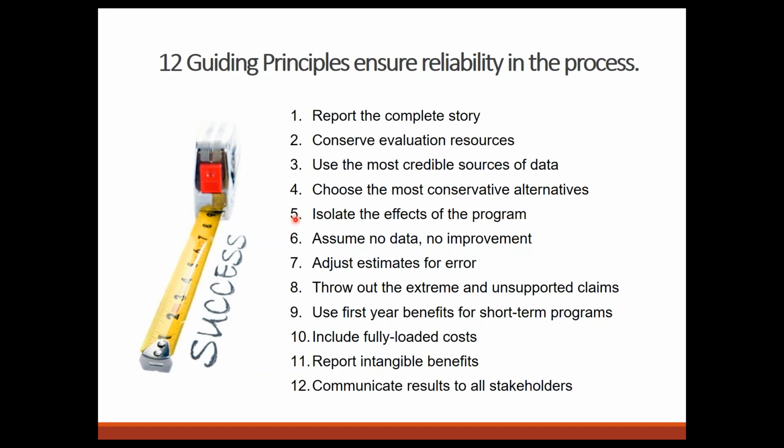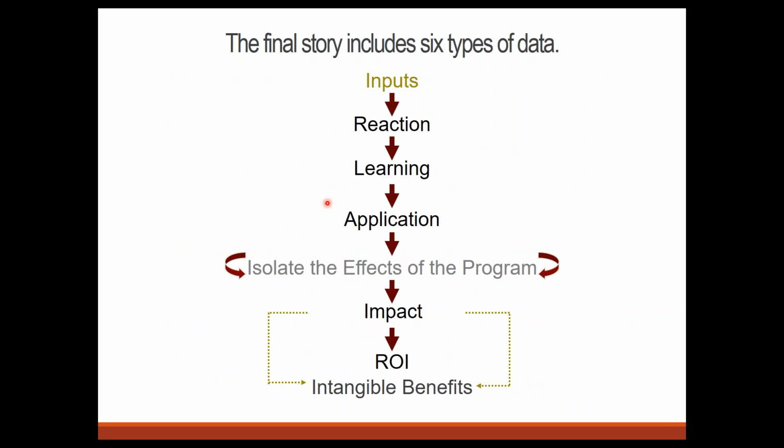But in using the estimates, we adjusted for error in the estimates, guiding principle number 7. And we do that because we have a rule, guiding principle number 4: we always choose the most conservative alternatives. So your guiding principles answer that question, well, why did you do it that way? So you have your framework, you have your model, and you have your 12 guiding principles. And in the end, you tell that complete story of program success.